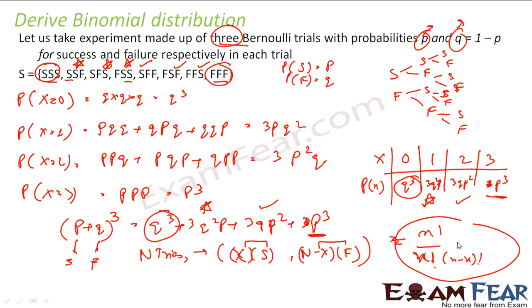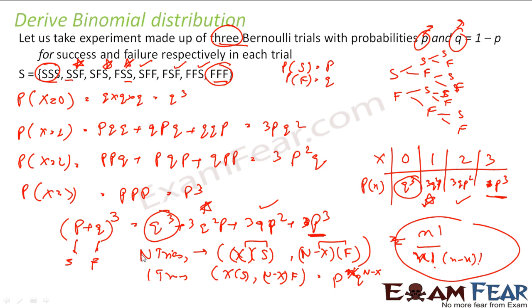So if in this case n was 3, right? So 3 permutation by, you get 1 success, so 1 by 1, so that's what you get, 3 p q squared. So this was for n trials. For one trial, if you want x successes and n minus x failures, this comes out to be p to the power x, actually, and q to the power n minus x, correct?